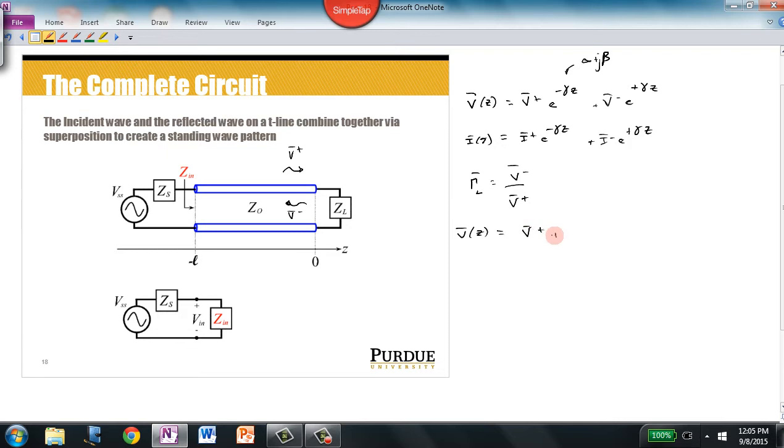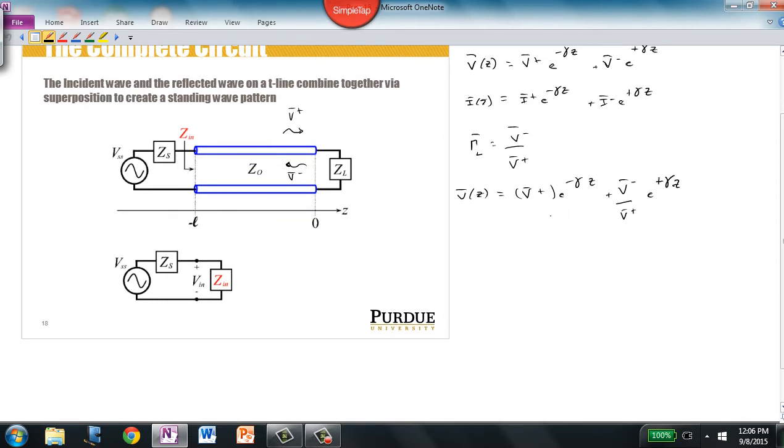We'll write V bar plus times e to the minus gamma z plus V bar minus over V bar plus e to the plus gamma z. And if we were to factor out a V bar plus from this equation, what that allows us to do is write it as V of z is equal to V bar plus times e to the minus gamma z plus the reflection coefficient at the load, e to the gamma z.